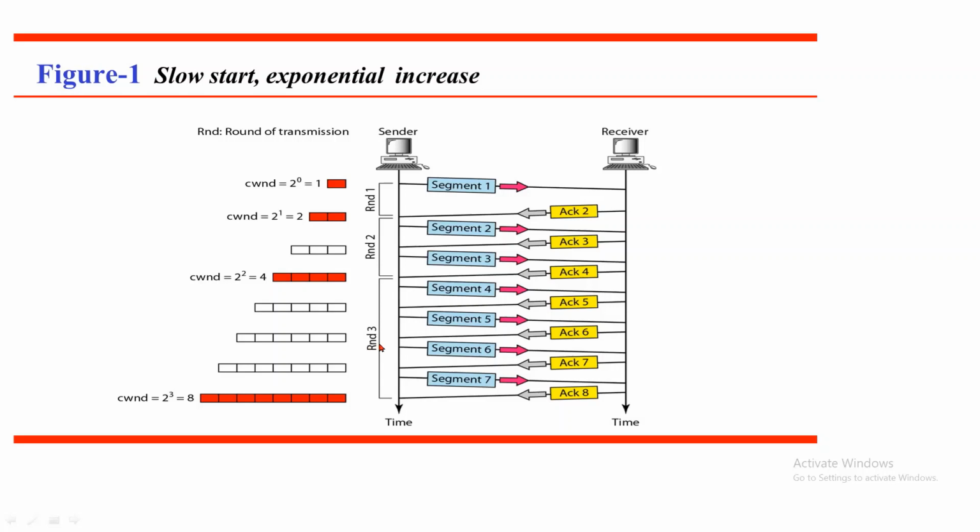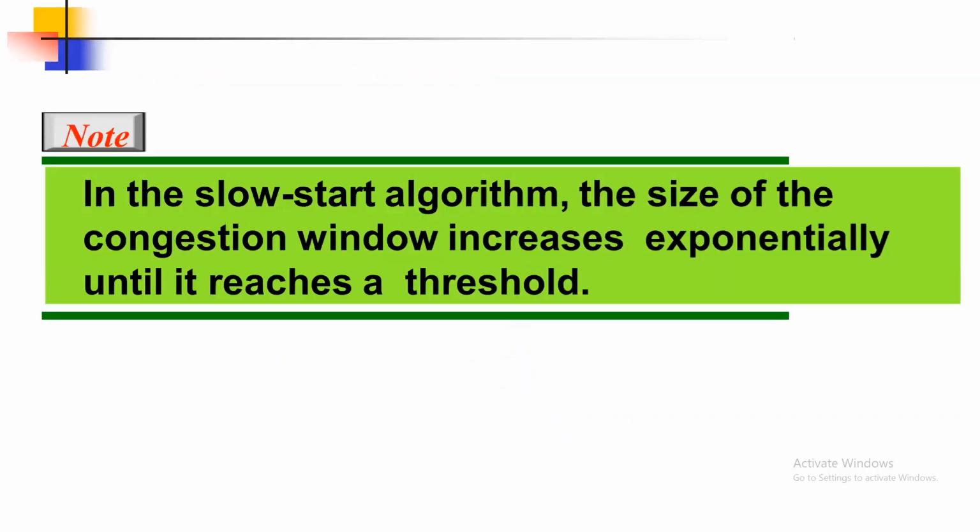So at the end of round 3, the size of the congestion window becomes equal to 2 power 3, which is nothing but 8, which means now 8 segments can be sent. So this is called the slow start or the exponential increase phase. The size of the congestion window in the slow start phase increases exponentially until it reaches a threshold value. And usually the value of the slow start threshold is 65,535 bytes.